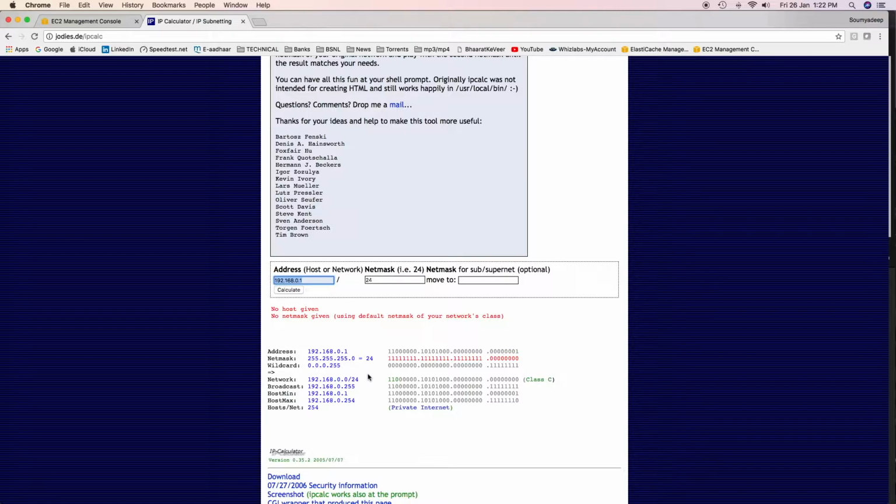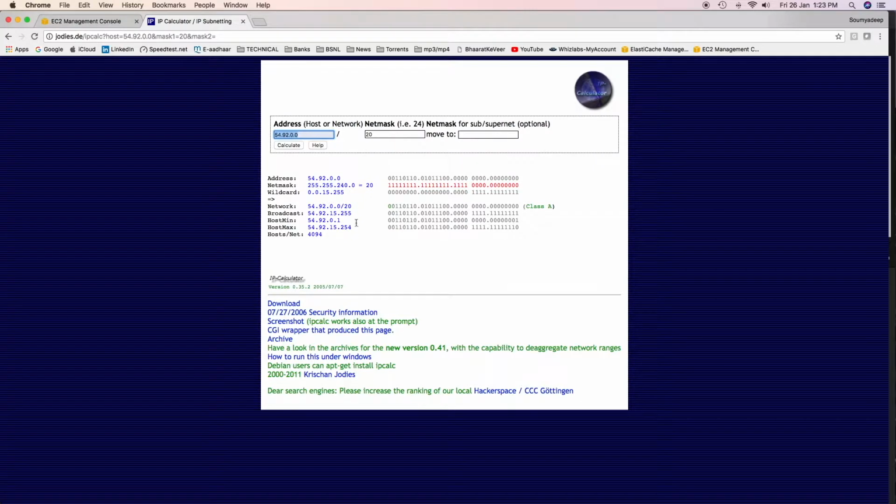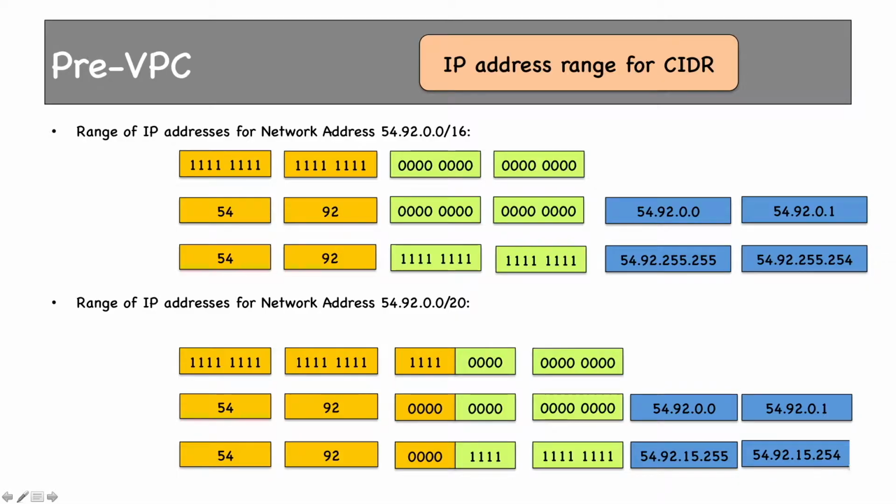IP. We'll provide the network address which we have used in our example, 54.92.0.0/20, and if you try to calculate, the minimum IP address is 54.92.0.1 and the maximum IP address of the host can be 54.92.15.254. That's what we have seen in our example also. So this is the range which we used our method to calculate.